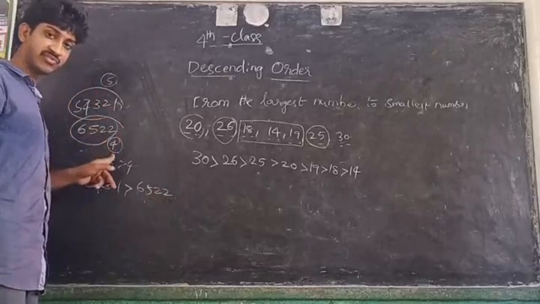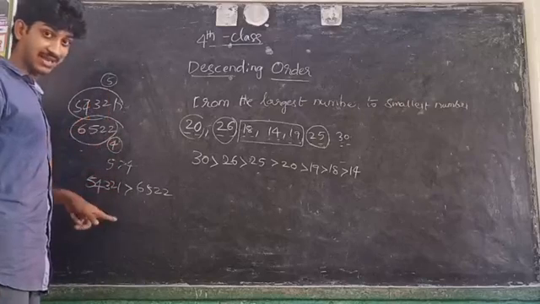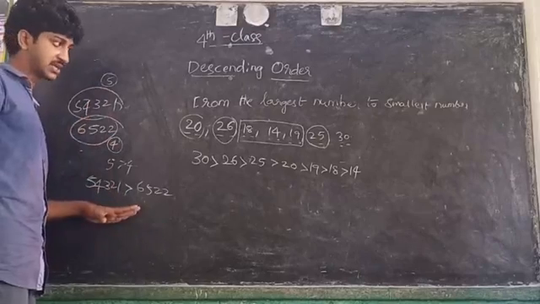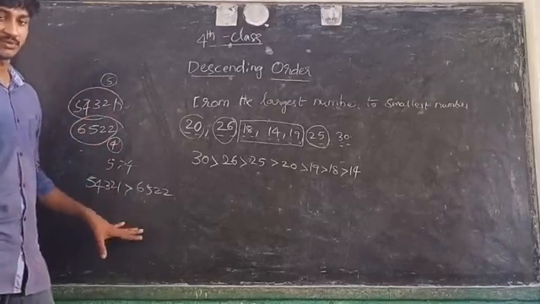Okay, children. Here we are comparing using the number of digits, not place value. Here 5 digits and here 4 digits. That's why 5 is greater than 4. Then a 5-digit number is greater than a 4-digit number. Okay, children, like that we have to solve the remaining problems.